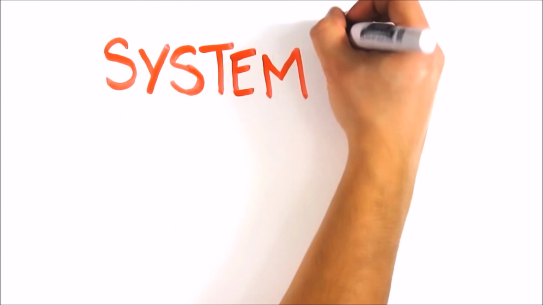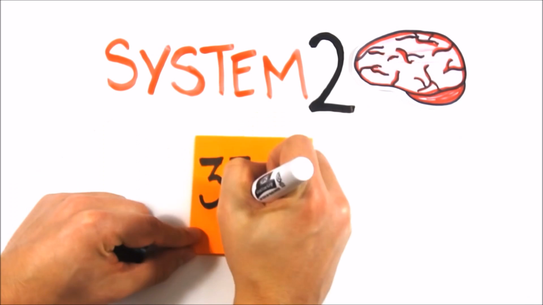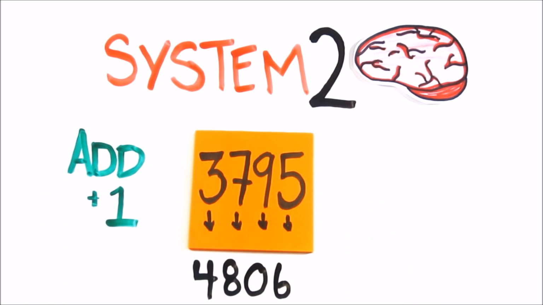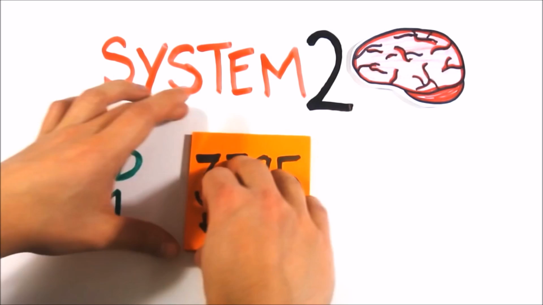Want to see your System 2 in action? I'll show you a string of 4 digits, you read them aloud, then add 1 to each of the original digits. If the card reads 3795, the correct response would be 4806. We'll then go to the next card and you'll do the same, followed by the next card. Ready? Go.